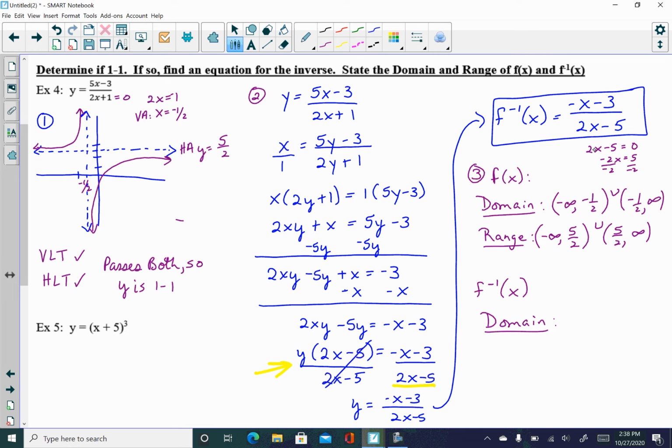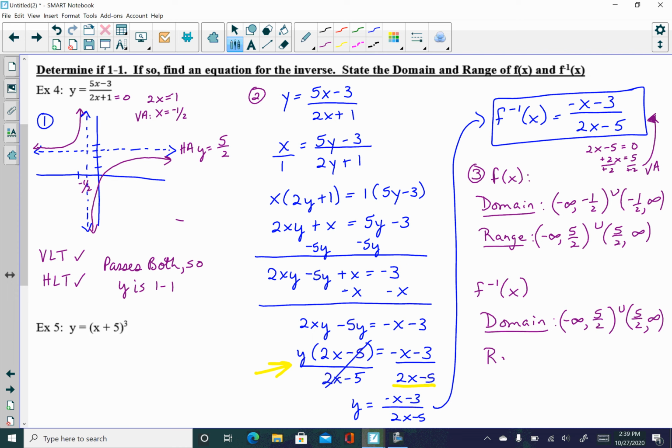All right, so now I set 2x minus 5 equal to 0, add that 5 over, divide by a positive 2, those are positive 2's, and then I get x equals 5 halves. That's your vertical asymptote for the inverse function. So we can say then my domain is going to be from negative infinity to 5 halves, union 5 halves to infinity. Like we did back in the very first unit, okay?